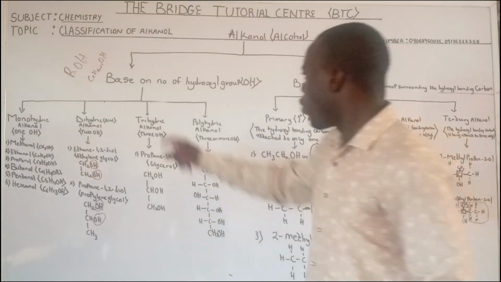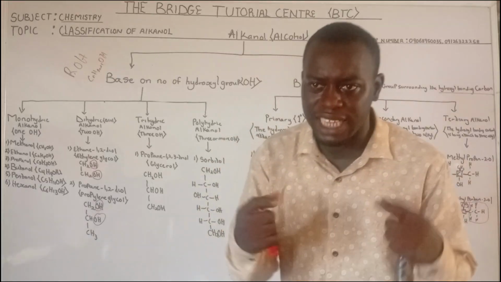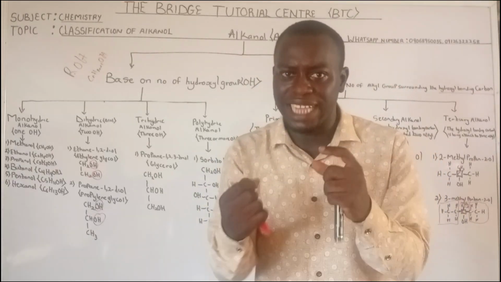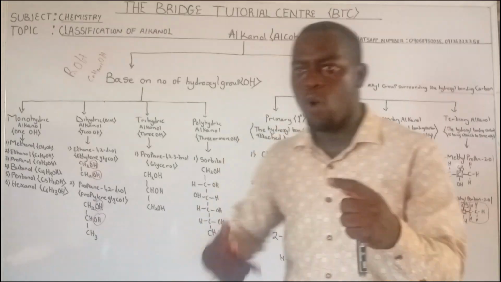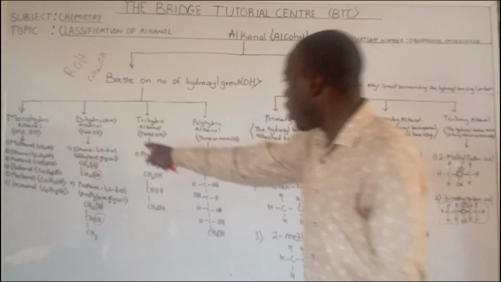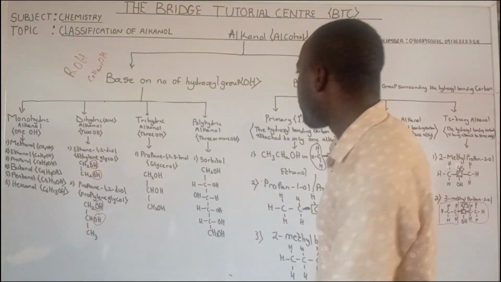And don't forget, when we are talking about this dihydric alkanol or glycol, I told you that they are commonly used as antifreeze. That is, they help to act as a coolant. All these glycols, whether you are talking about ethylene glycol or propylene glycol, can act as a coolant.